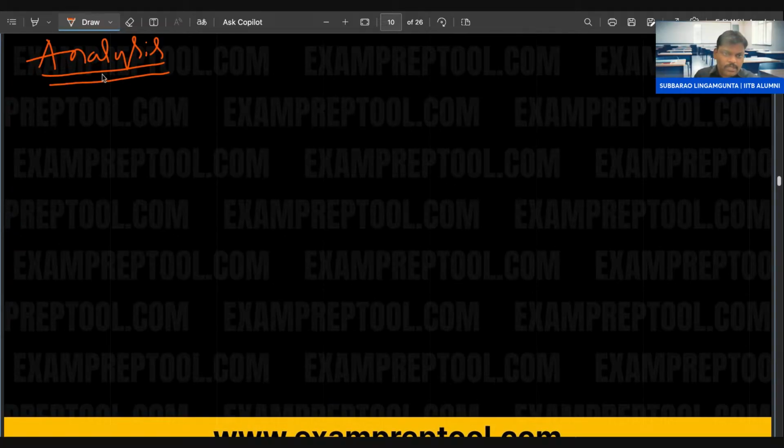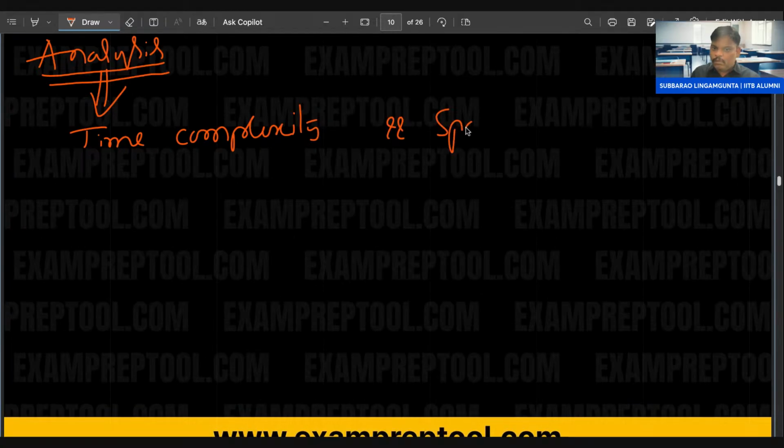Analysis. The purpose of analysis is finding time complexity and space complexity. What is the purpose of analysis? Finding time complexity, space complexity. Okay, that is the purpose of analysis, finding time and space complexity.